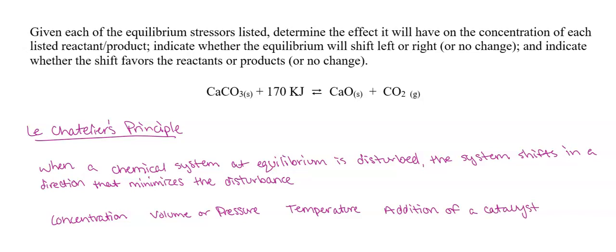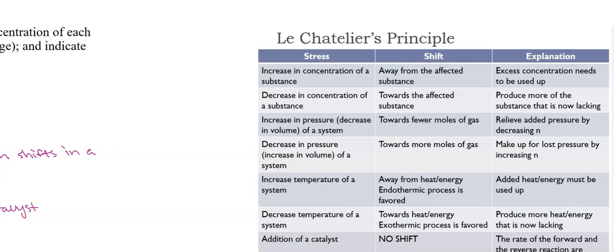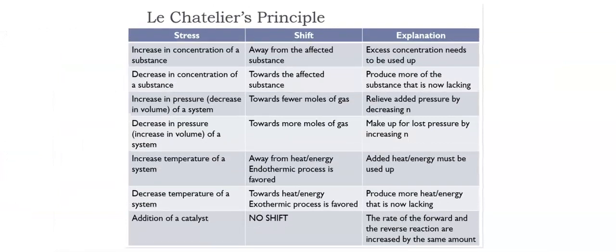And to help make this easier, the professor gave you a chart that helps you identify more easily what happens when concentration shifts, volume, pressure, or the addition of a catalyst. So when you have an increase in concentration, the shift is going to be away from the affected substance, and that is because the excess concentration needs to be used up. It's also the same with decreasing concentration, the opposite, towards the affected substance. That means it's going to produce more of the substance that is now lacking.